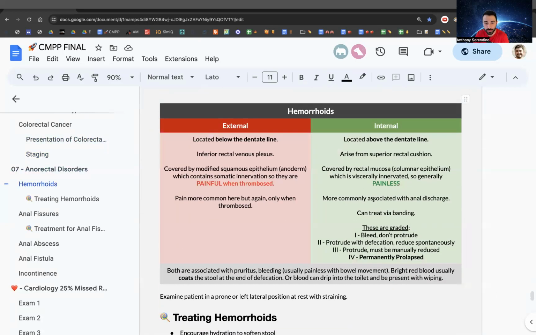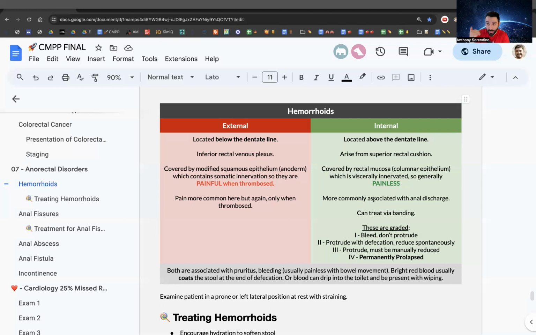So external versus internal. External are going to be painful when they're thrombosed. So if they're on the outside, they're going to be painful. If they're internal, they're just kind of chilling in there. They're going to be painless. They're covered by rectal mucosa, the columnar epithelium. External are going to be covered by a modified squamous epithelium. So squamous is thinner, and they're going to be painful because they're thin. Columnar are thicker, so it's going to be painless on the internal side.